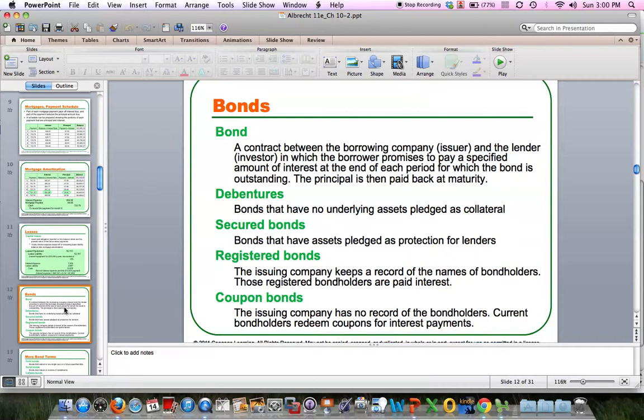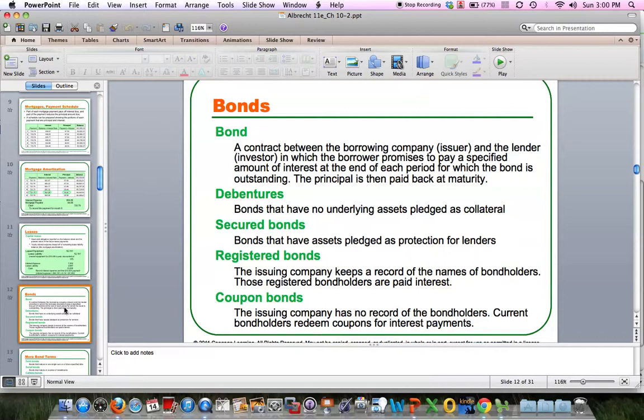And so there are many types of bonds. A debenture bond has no underlying asset pledged as collateral. Basically, you're going on the good name of a corporation that issues a debenture bond. A secured bond has some kind of asset pledged to protect lenders if the corporation that issues the bond goes bankrupt. Some asset has been set aside, given to a trustee to oversee.